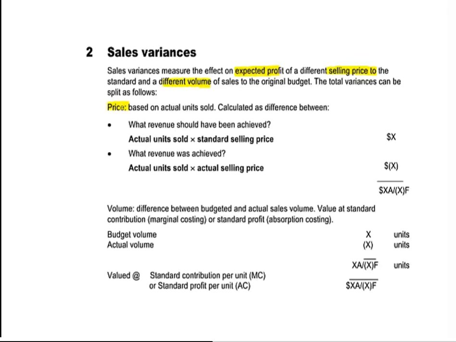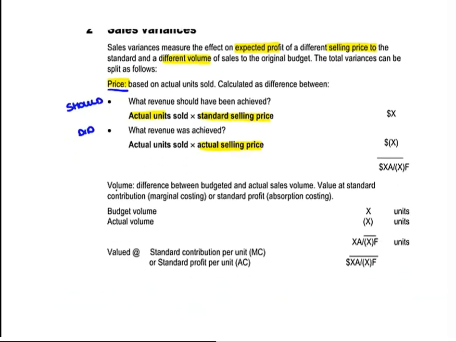So we'll have a look then at the actual number of units sold, how much should they have sold for, what should they have generated, compared to what they actually generated, compared to what they did sell for. So although these aren't cost variances, we're still going to have our should and did when we're doing our price variance. With the volume variance as well, we're also going to be looking at should and did. So how many units should we have sold, i.e. what was our budgeted sales volume, compared to how many units we did sell, our actual sales volume.